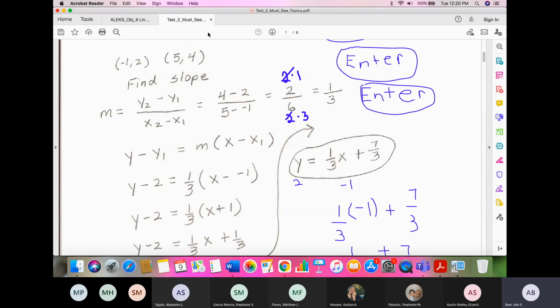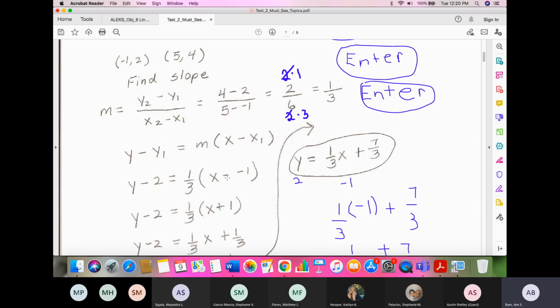Now we've got a point on our graph and we have the slope. So we're going to use point slope form. You could use slope intercept form here. There's no problem with that if you feel comfortable doing so. I'm going to use point slope form, which is y minus y sub 1 equals the slope times x minus x sub 1.